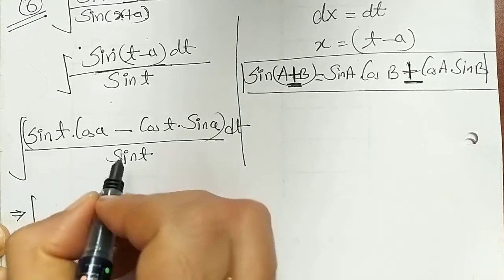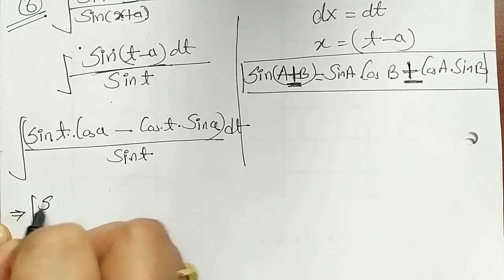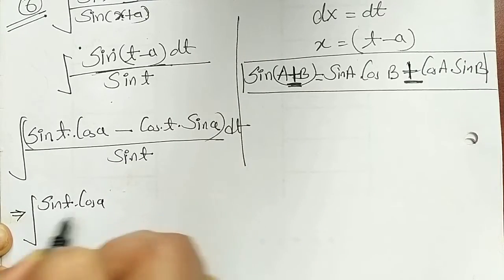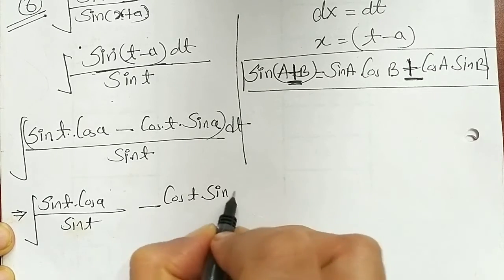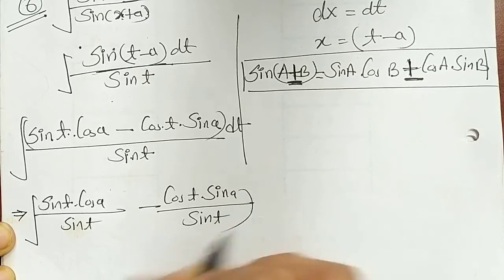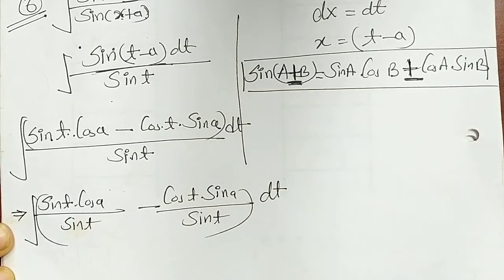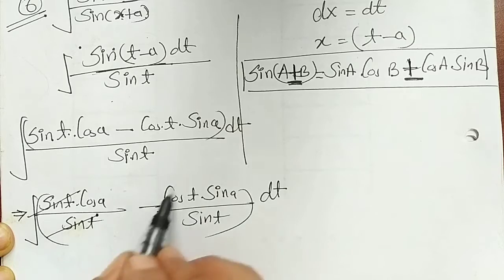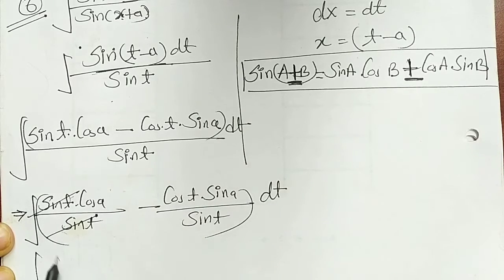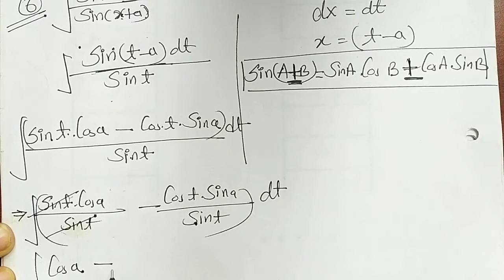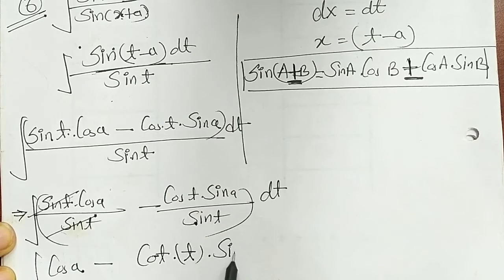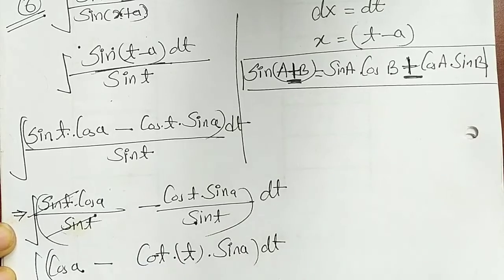So let me split it, this with this and this with this. It is sin t cos a by sin t minus cos t sin a by sin t dt. Here sin t will cancel, here nothing will cancel. If this cancels, so I am getting cos a minus, what is cos by sin? Cos by sin is cot of t into sin a dt.